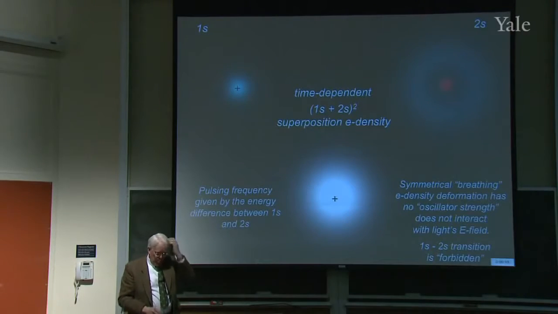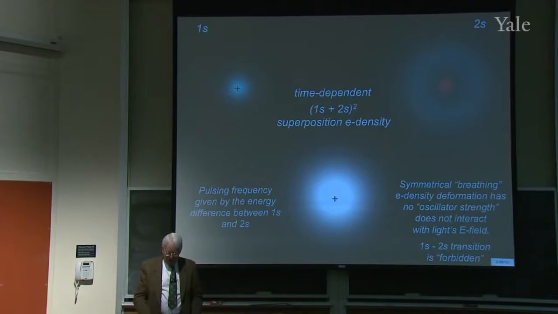So that symmetrical breathing electron density deformation has no oscillator strength. It doesn't interact with light's magnetic field. So that transition is said to be forbidden. You can't cause it to occur with light.